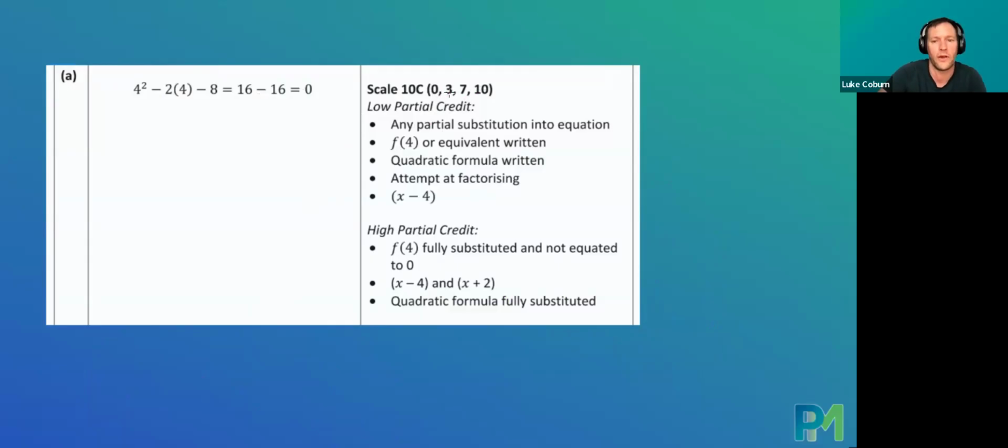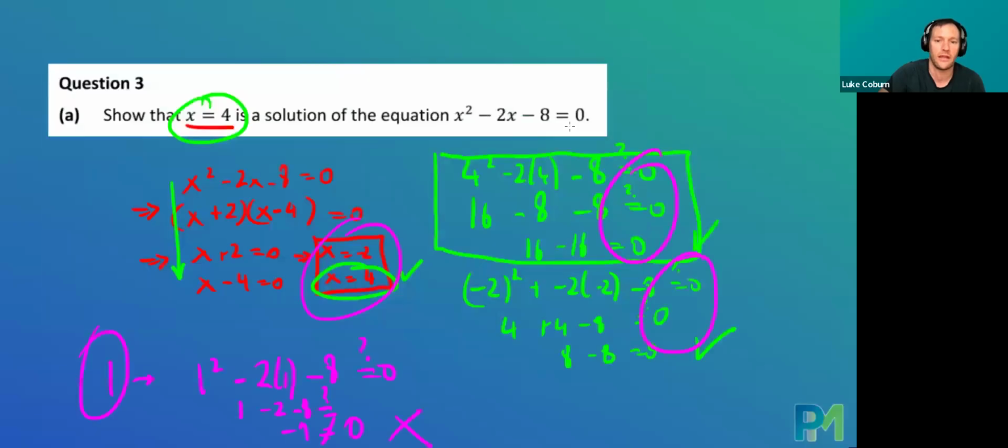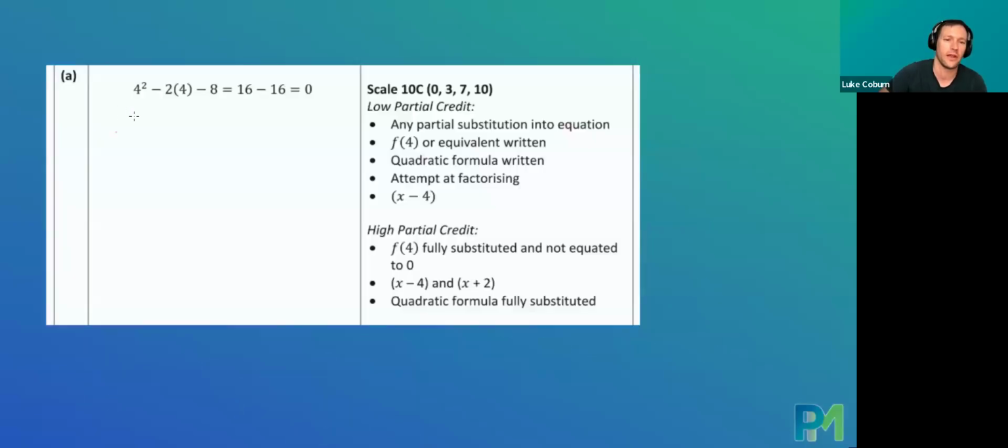So let's have a look at the low partial credit, which is like 3 out of 10. Any partial substitution into the equation whatsoever. Even if we just wrote down something like 4 squared, that's 3 out of 10. You know what I mean? So you may not know how to do this question, but even the inkling of knowing what direction to go in terms of solving will get you 3 out of 10. And if you're in a position to get 3 out of 10, get 3 out of 10. Do not get 0 out of 10.